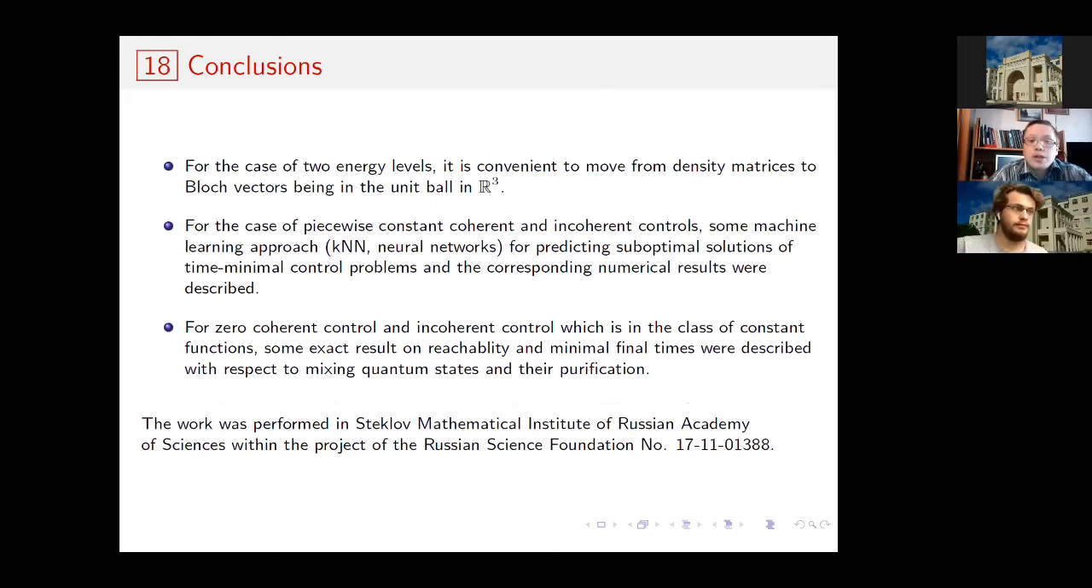First, for the case of two energy levels, it is convenient to consider Bloch vectors instead of density matrices, because we have this good tool, I mean Bloch parametrization. And a machine learning approach was applied here, and we have not bad results of our combined algorithm. Of course, it's needed to continue such considerations. There are articles by other authors in the world about trying to apply machine learning for controls, for modeling differential equations, and so on. It's an interesting direction, of course.